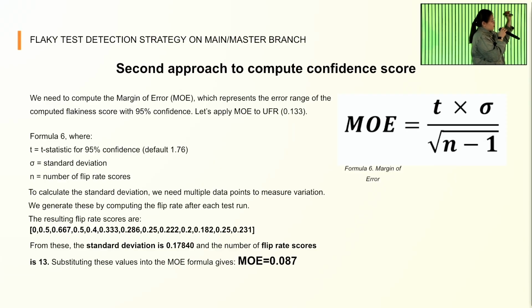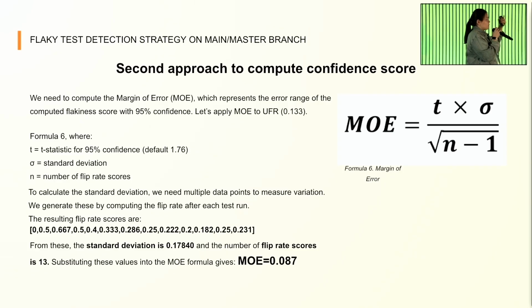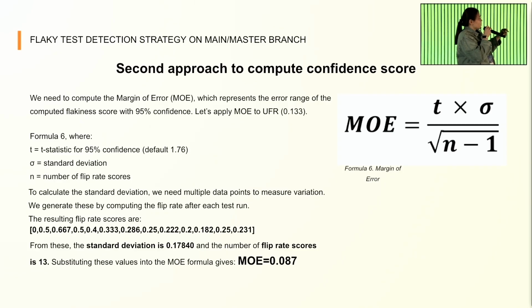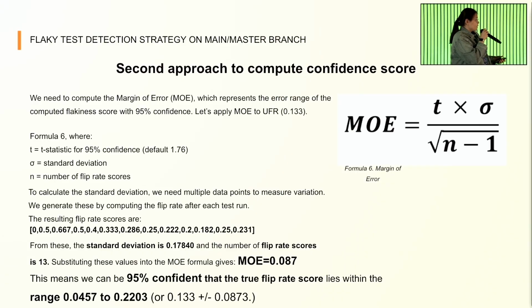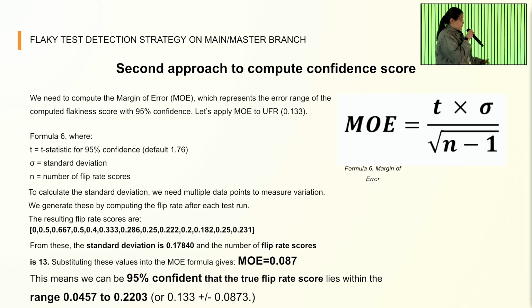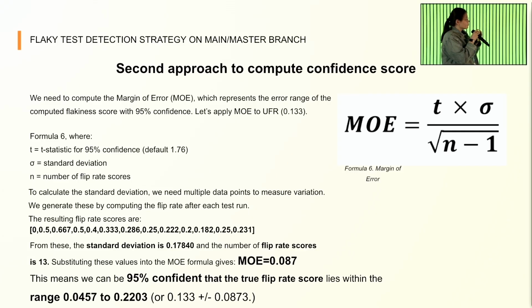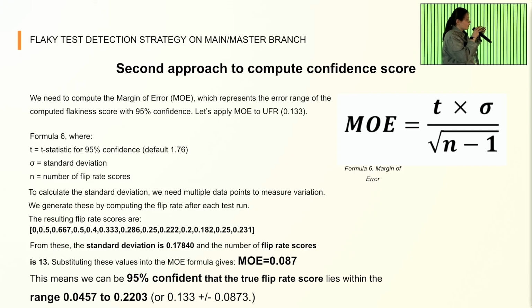I don't want to go deeper into that, the resulting flip rate scores, because from my previous presentation I understood that it's pretty hard to explain or even understand. But whatever. So the margin of error we end up with is 0.08. And what does that mean? That we're 95% confident that the flip rate score is between 0.04 and 0.22. Basically, the true flip rate score lies somewhere there. But as you can see, the range is very big, not narrow. So for that reason, we understand that the data is not enough.